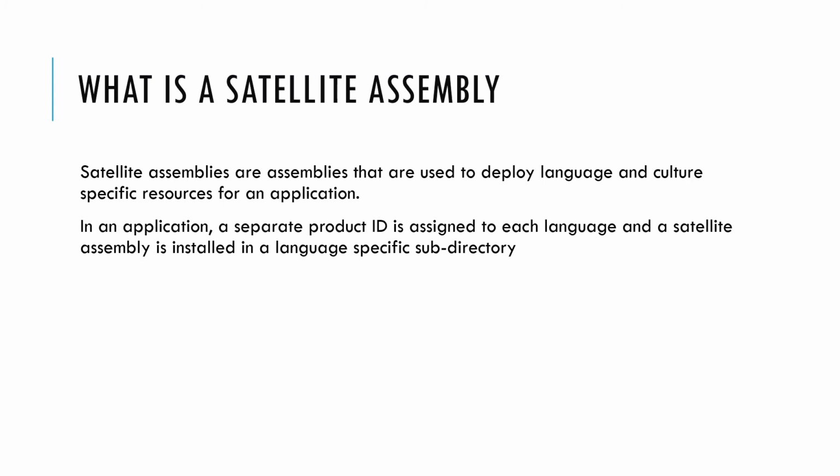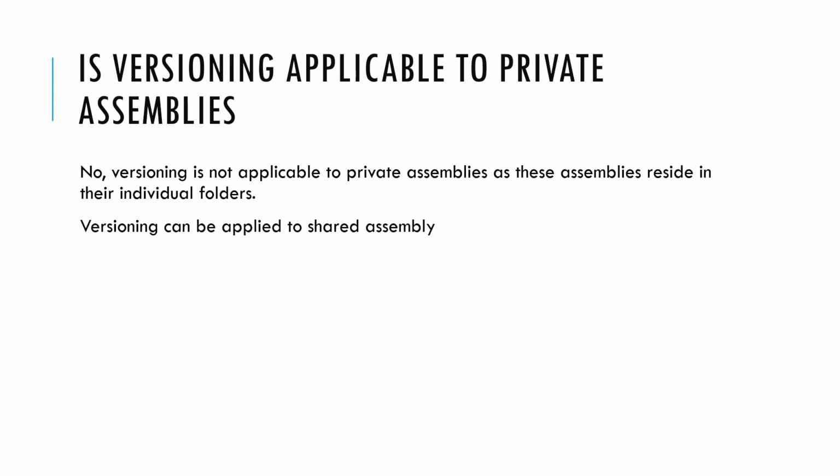So what is a satellite assembly? Satellite assemblies are assemblies that are used to deploy language and culture specific resources for an application. In an application, a separate product ID is assigned to each language and a satellite assembly is installed in a language specific subdirectory.